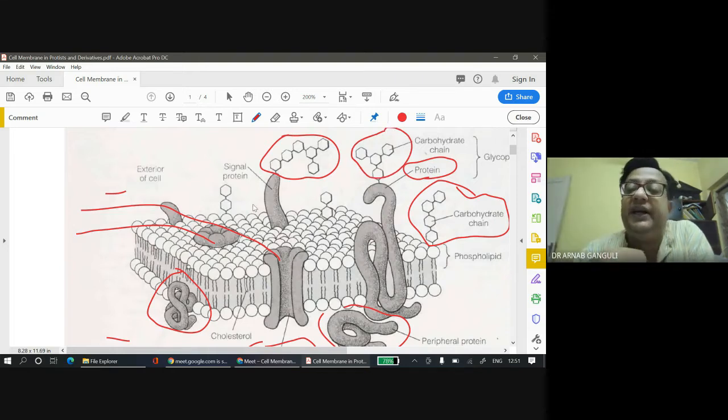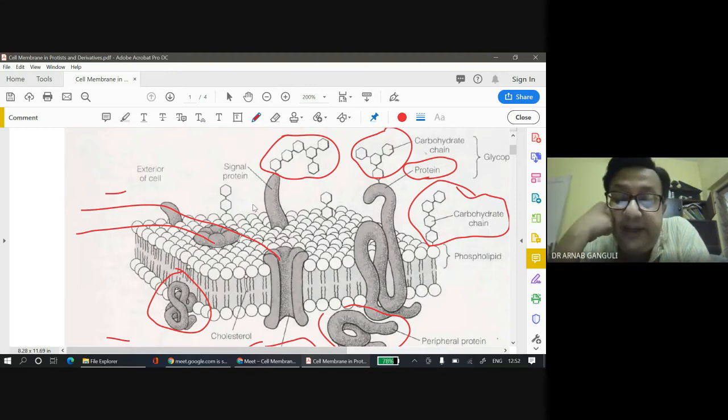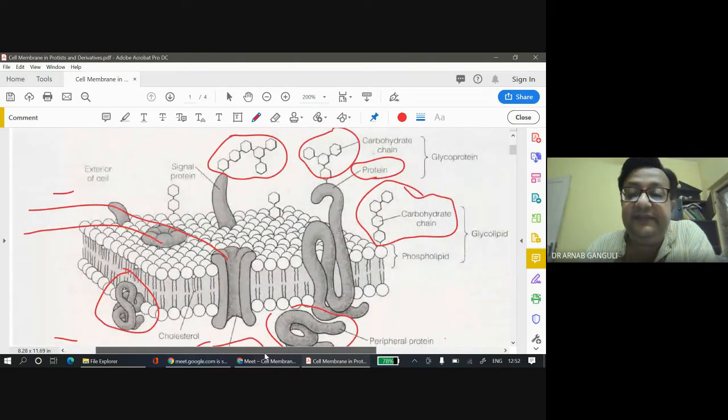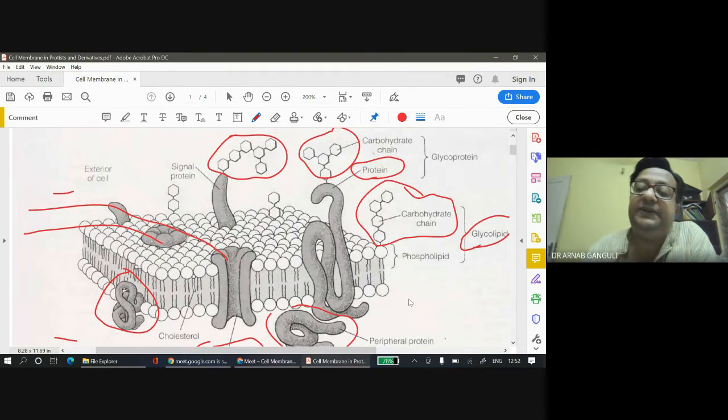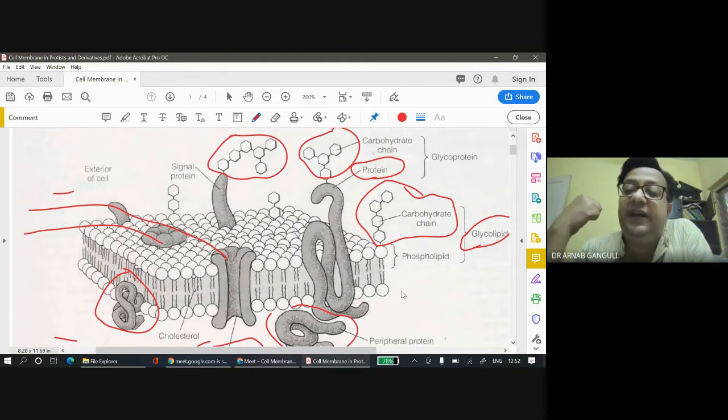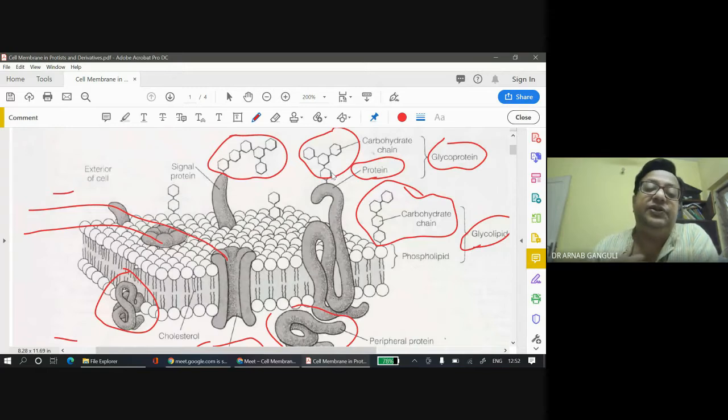Protein plus carbohydrate, protein plus lipid plus carbohydrate. What is a lipid plus carbohydrate? Can anybody tell me what is lipid plus carbohydrate? Glycolipids. And protein plus carbohydrate, glycoproteins. So you have these things. They can act as signaling molecules also.